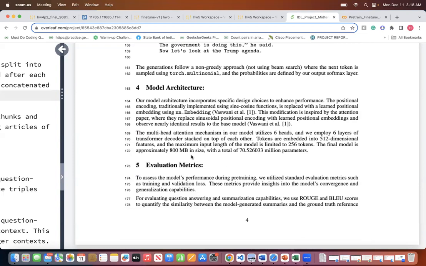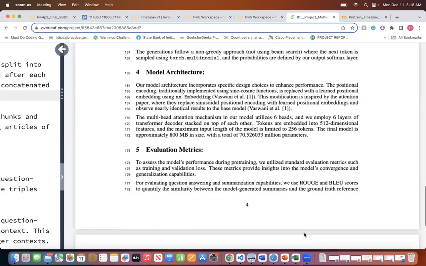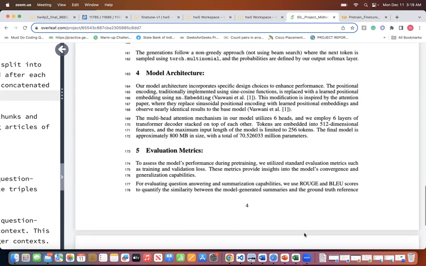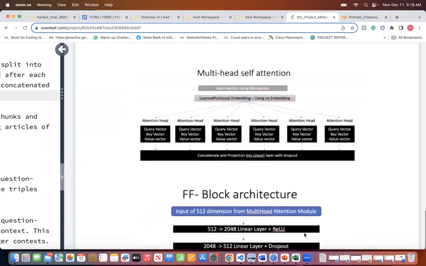But here we're using a learned embedding scheme, wherein we're just using an nn.Embedding layer and then adding it to our embedded tokens, which also acts as a positional encoding. And then, of course, as I mentioned earlier, it is a smaller form of GPT-2, with just 6 heads and 6 layers of transformer encoders stacked on top.